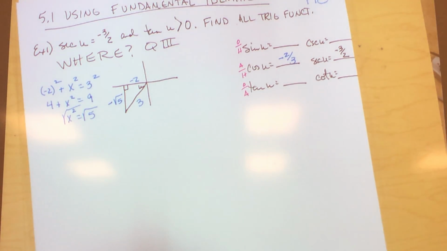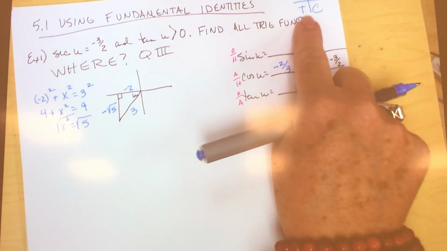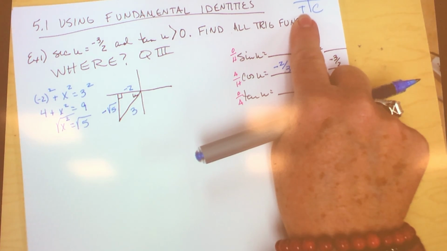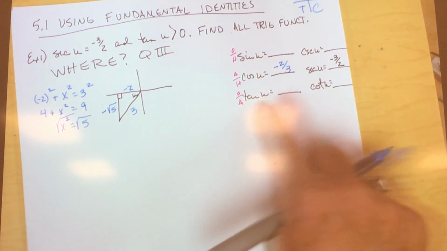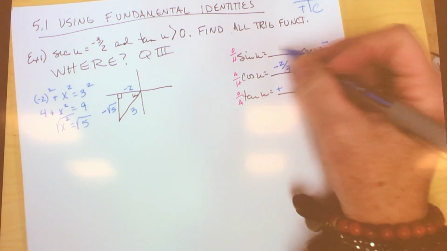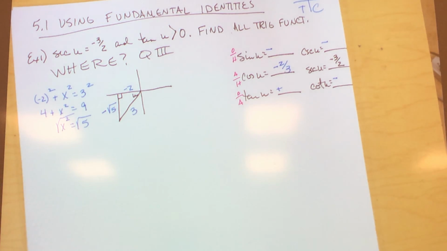Watch what else I'm going to do. If I'm in the third quadrant, which are the only functions that are positive? Tangent and cotangent. Everybody else is negative. You put a negative sign on cotangent.